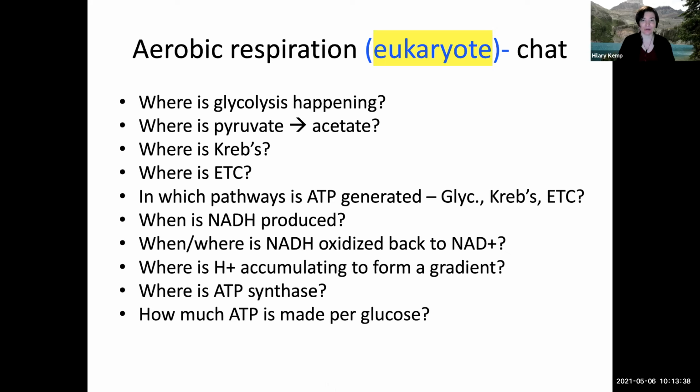Now, per glucose in a eukaryotic cell doing aerobic cellular respiration, how much ATP is made per glucose?